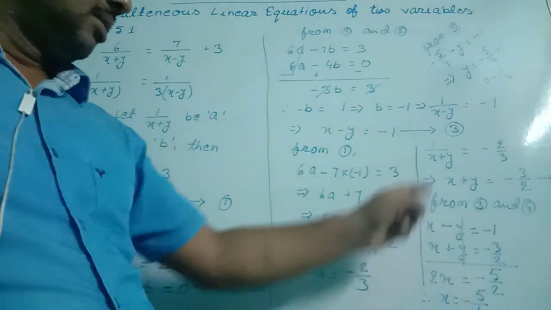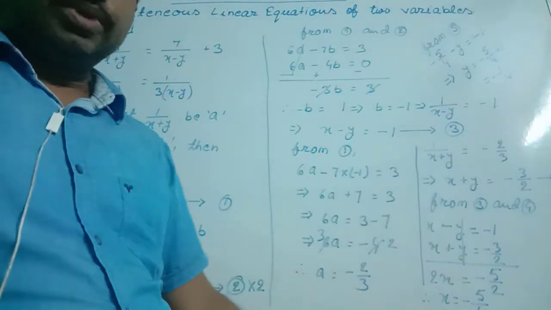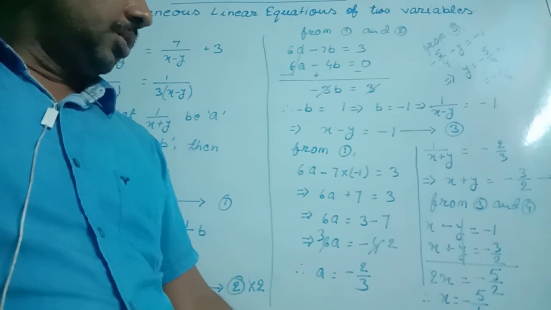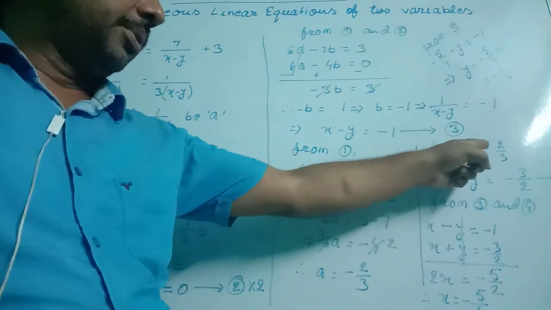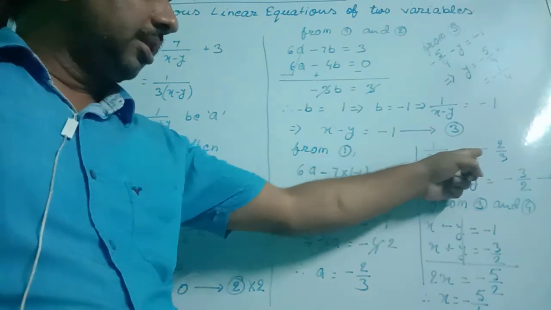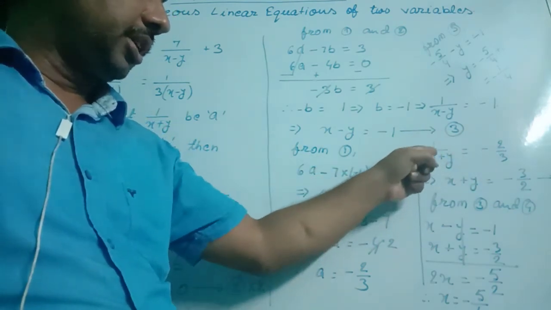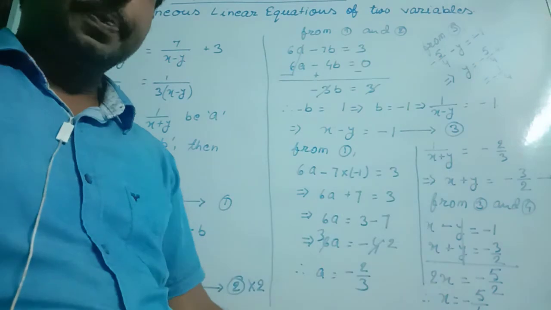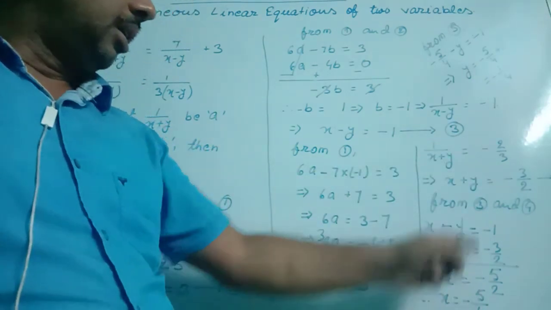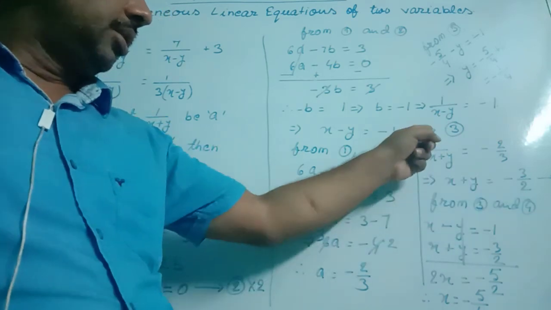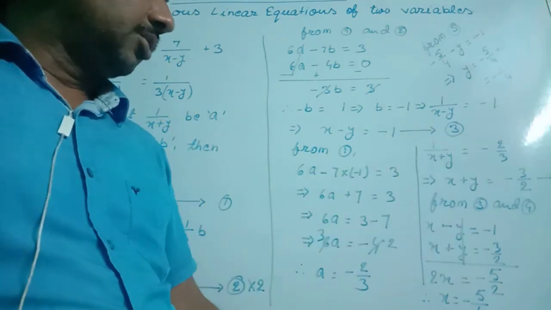a is 1 by x plus y equal to minus 2 by 3. To get x plus y, we will write the reciprocal of this. Then we have to write the reciprocal of this side also. If we write the reciprocal of this, we get x plus y by 1, which means x plus y, and the reciprocal of this side will be minus 3 by 2. Now this equation became 4. 3 and 4 will solve for the values of x and y.